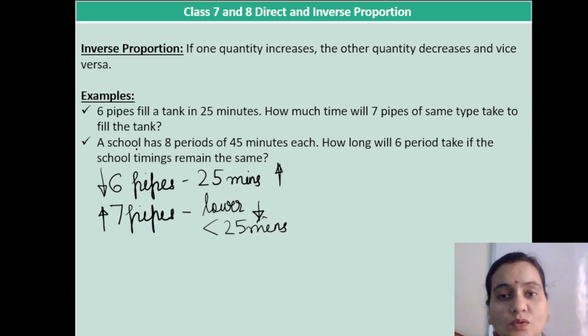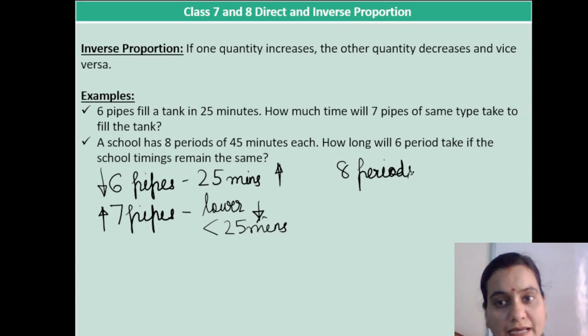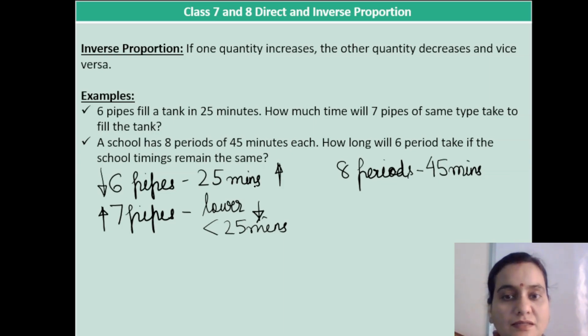A school has 8 periods of 45 minutes each. So the entire duration of the school is divided into 8 periods, and each period is 45 minutes. How long will each period be if there are 6 periods and the school timings remain the same? School timings don't change, okay? The number of hours of school doesn't change, but the periods have reduced. If they become 6 periods, then what happens?